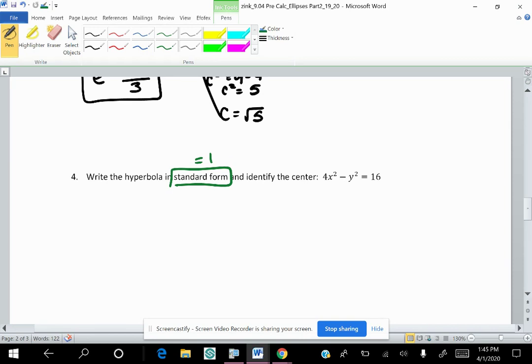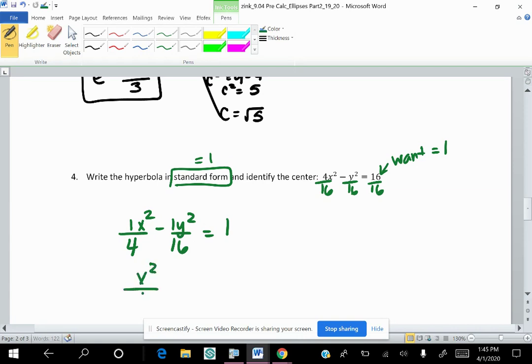And this is also given to you on your reference sheet. So in order to get this equal to 1, I need to divide every single term by 16 because I want a 1 right there. So 4 over 16 I can reduce to 1/4 x squared minus y squared over 16 can't be reduced any further, equals 1. So rewriting it a little neater without those 1s.